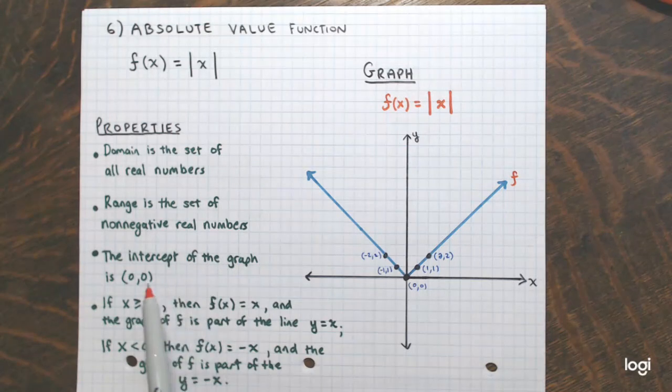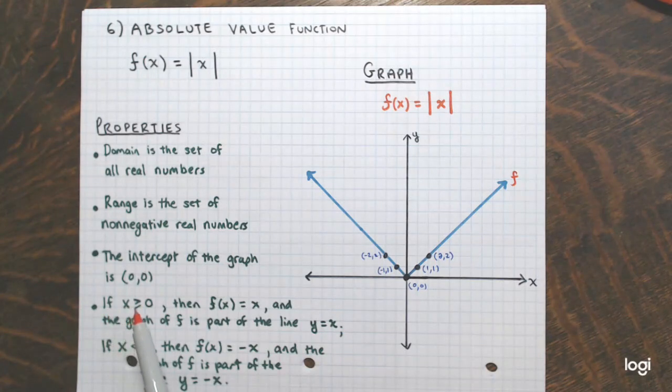The intercept is 0, 0, right? The absolute value of 0 is 0, so 0, 0 will be on the graph. That's on both the x and y axis. So that's the intercept. And then here's some stuff that is basically how absolute value works.